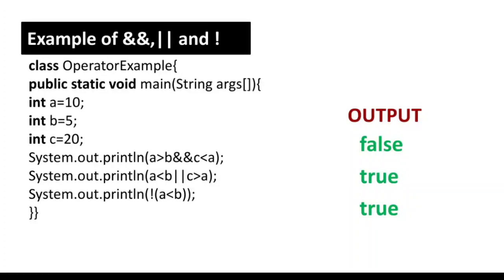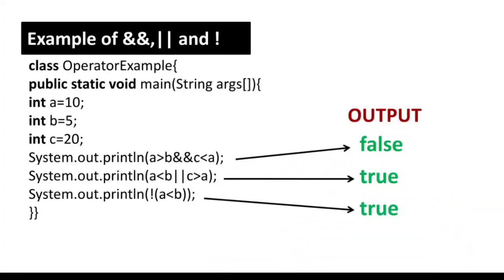Then you come to the third example: A less than B, that is false. But before that I used logical NOT, which converts that false into true. Clear?